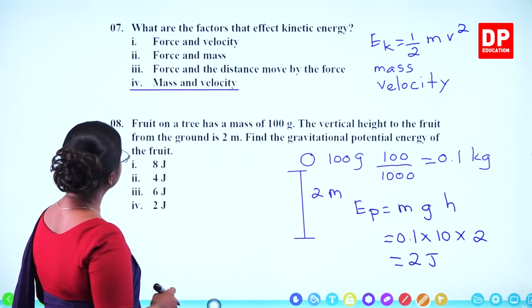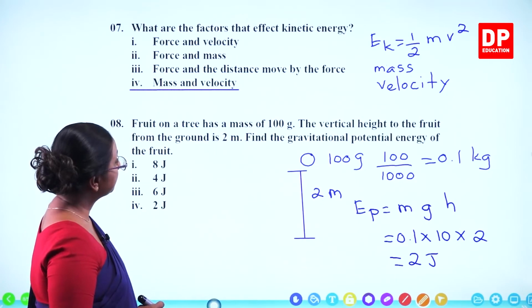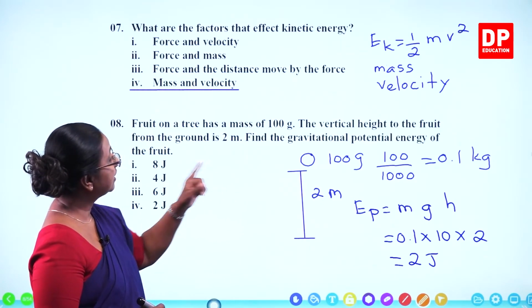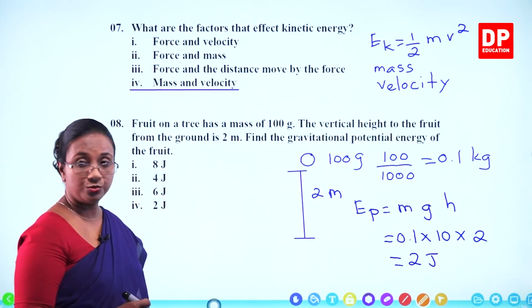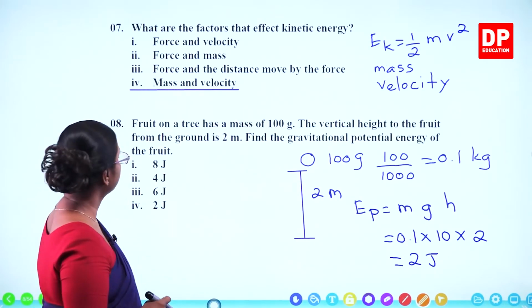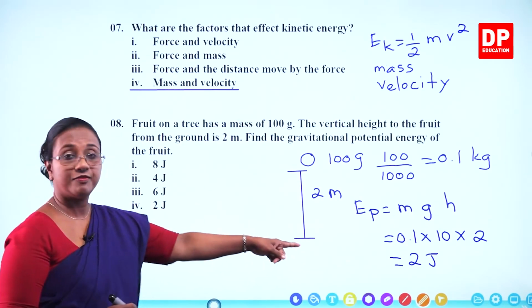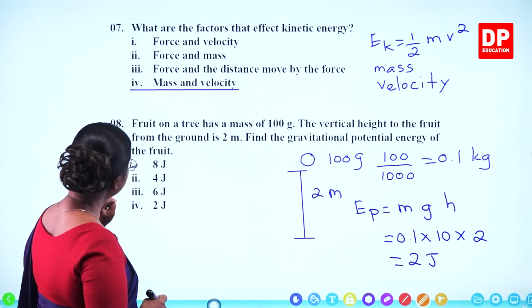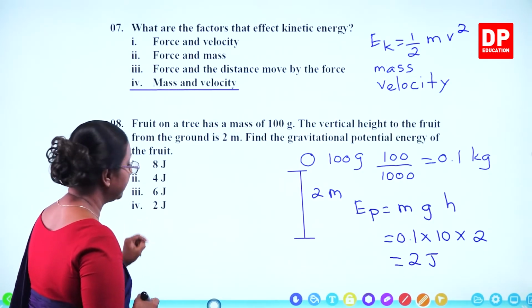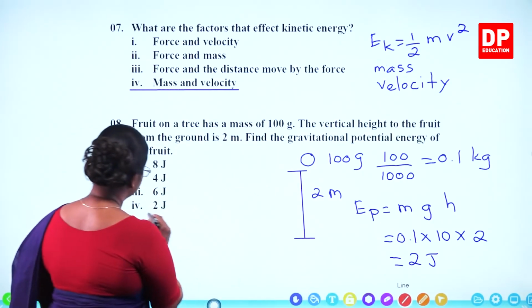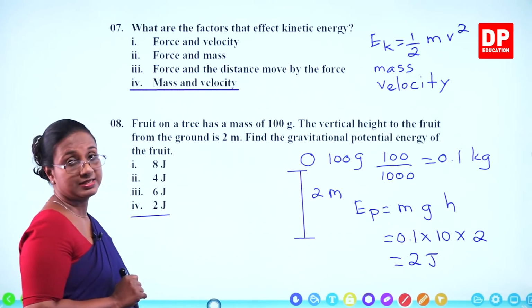If we look at the answers, fruit on a tree has a mass of 100 grams. The vertical height to the fruit from the ground is 2 meters. Find the gravitational potential energy of the fruit. We have found it as 2 joules. So 8 joules, 4 joules, 6 joules and 2 joules. 2 joules is the correct answer.